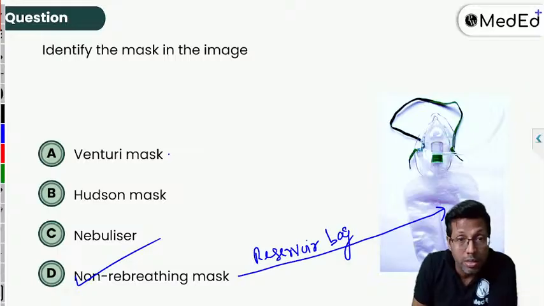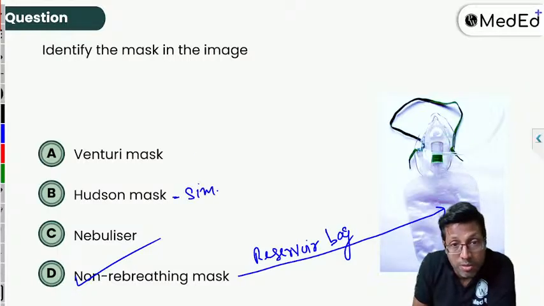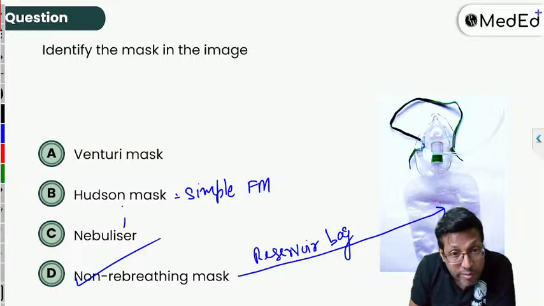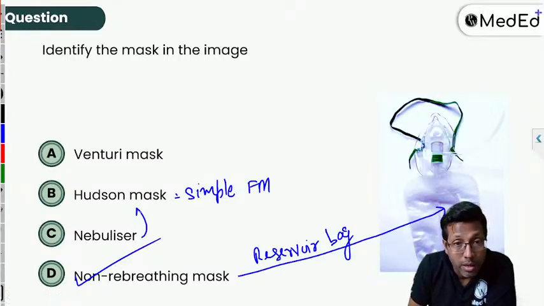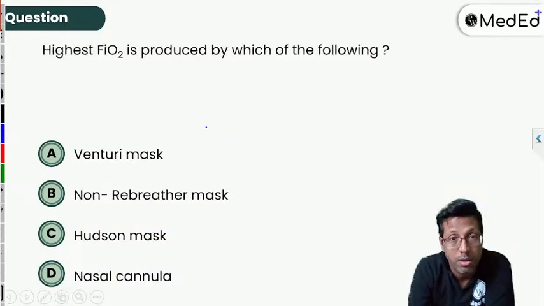So this is not a Venturi mask. The Venturi mask is not a Hudson mask. Hudson mask is normally a simple face mask, right? The nebulizer itself uses the Hudson mask. Nebulizer has the Hudson valve basically. There you're using it, right? And the Venturi mask is the one which comes like this, this shape. Okay, that's the Venturi mask.